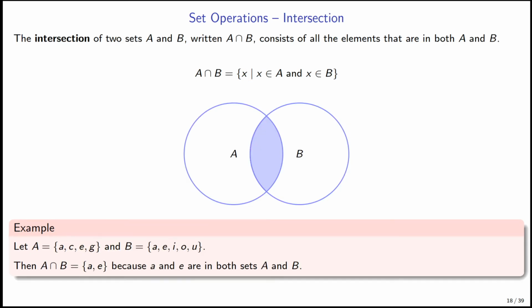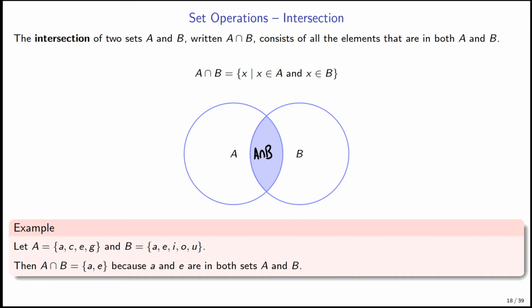We have an intersection. Intersection takes things from two sets that are in both of those sets. So imagine we have two sets A and B drawn out here. The intersection, which is in the center, is A intersection B, and this is just everything that is in both of these sets. So I have an example here.